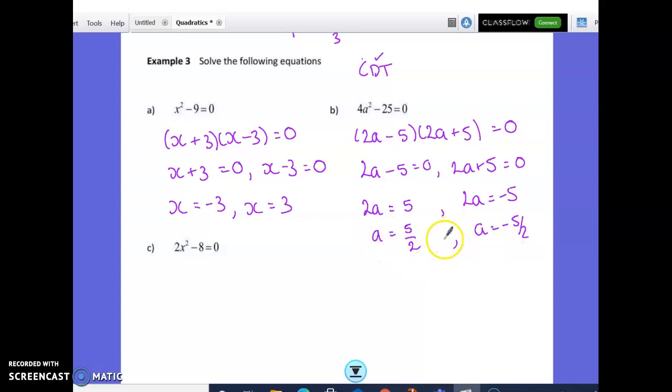Your answers when you're factorising by a difference of two squares should always come out the same but with opposite signs, because it's the same thing in the bracket but with opposite signs.